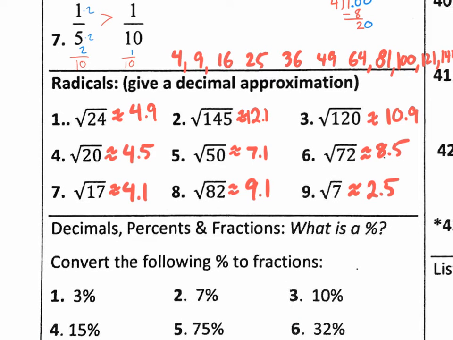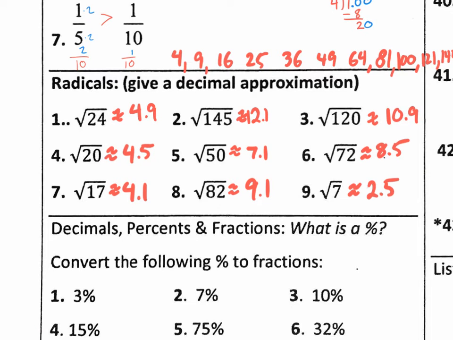So here are your answers. You should be able to see where I got these answers from. If you have your perfect square number list, you'll be able to see, like 120. Where's 120 at? It's a little bit less than the square root of 121. The square root of 121 is 11. So a little bit less than 11 would be about 10.9.